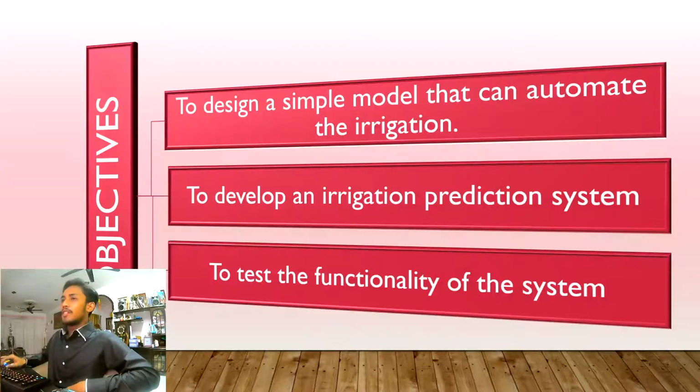So next, the objective of this project is to design a simple model that can automate the irrigation, which in this case uses a Raspberry Pi to automate the irrigation process. Next, to develop an irrigation prediction system. For example, in this project, I'm using a machine learning algorithm to predict the irrigation action. And lastly, to test the functionality of the system.